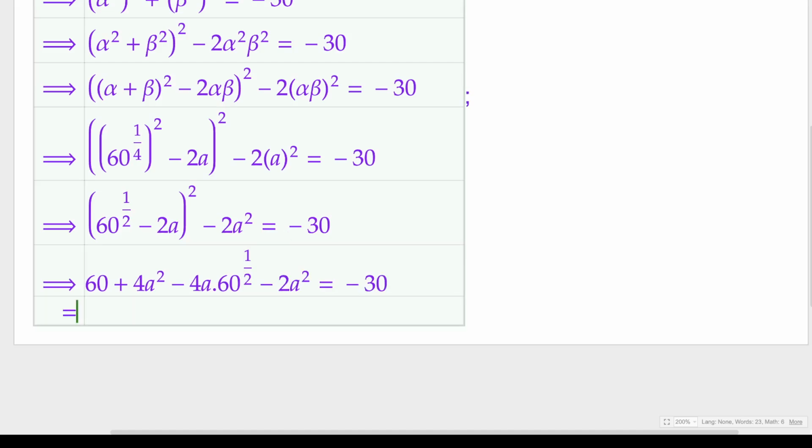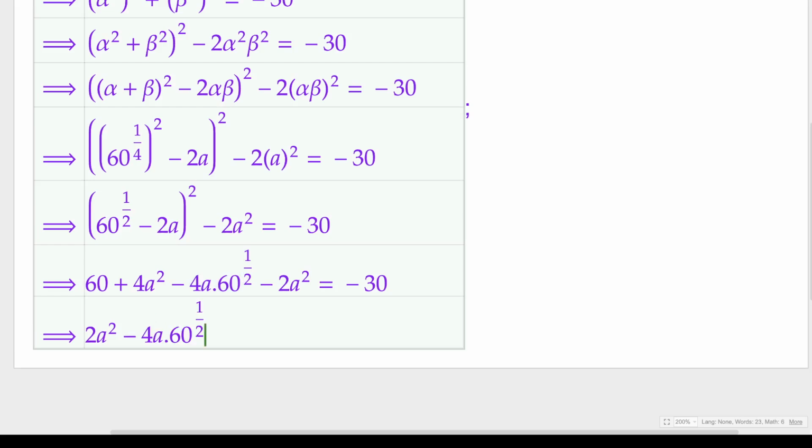On resolving this further, I'll get 2 times a squared minus 4 times a times 60 to the power 1 over 2. Let me write this a separately: this is 4 times 60 to the power 1 over 2, and then plus 60 and 30, that is 90, equal to 0.